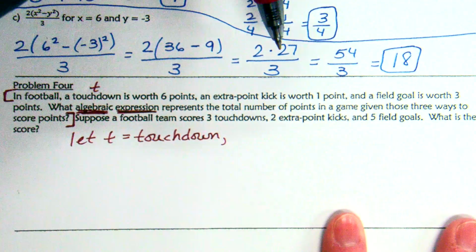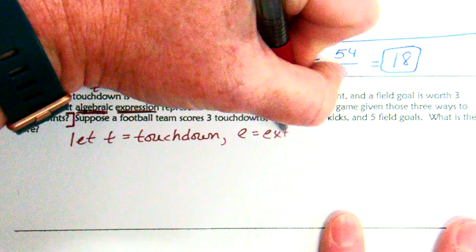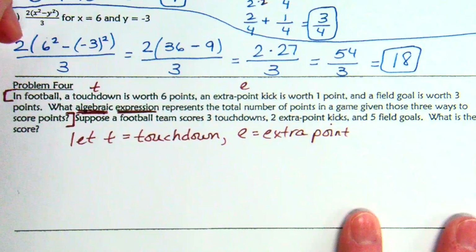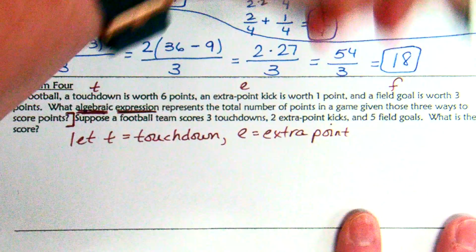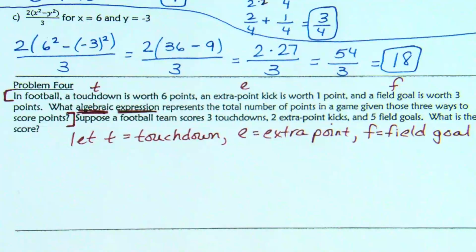What else do we need a letter for? Extra point kick. What do you want to use for your extra point kick? E. So I'm going to use E for my extra point. What else do I need a variable for? Field goals. What do you want to use for a field goal? Okay. Ezra says F. Do we all have to use the same letters? No. Pick whatever makes you happy there. So now using those three variables I just defined, write an expression.